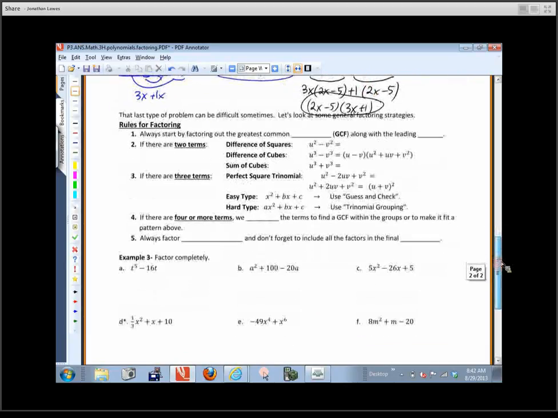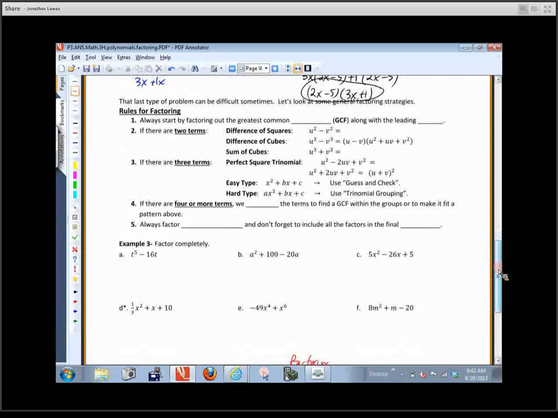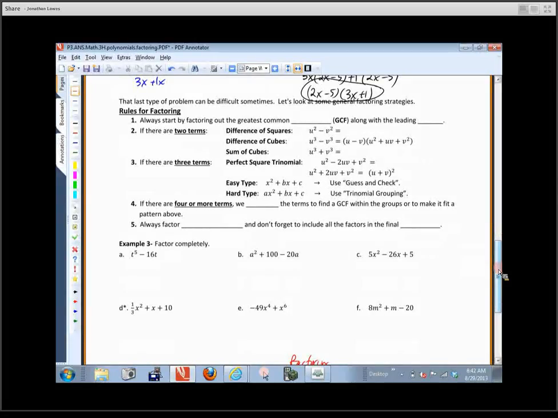Okay. All right. Let's take a look at this. I've got some rules of factoring. If you go through these 5 steps, now it's not like you have to go through, okay, step 1, check that. Step 2, check everything on that, and so forth. It works like this. The first thing that you always want to do when you're factoring is you want to start by factoring out the greatest common factor, or we call it the GCF, along with the leading sign.